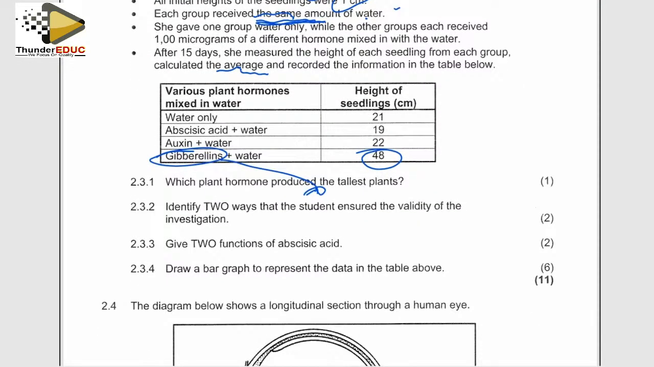They're saying name 2 functions of abscisic acid. Here, you can go back to what I talked about yesterday. Abscisic acid is responsible for seed dormancy, and also shedding of leaves towards winter, most especially for those plants called deciduous plants. It's responsible for shedding of the leaves. Then they're saying draw a bar graph to represent the data in the table below.